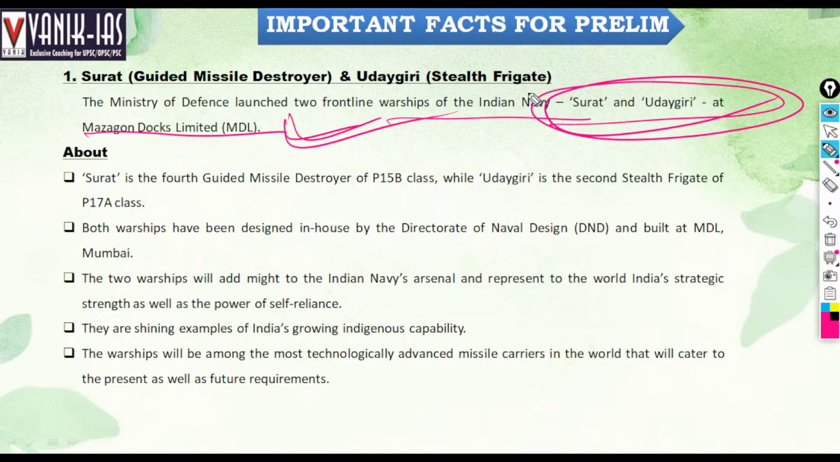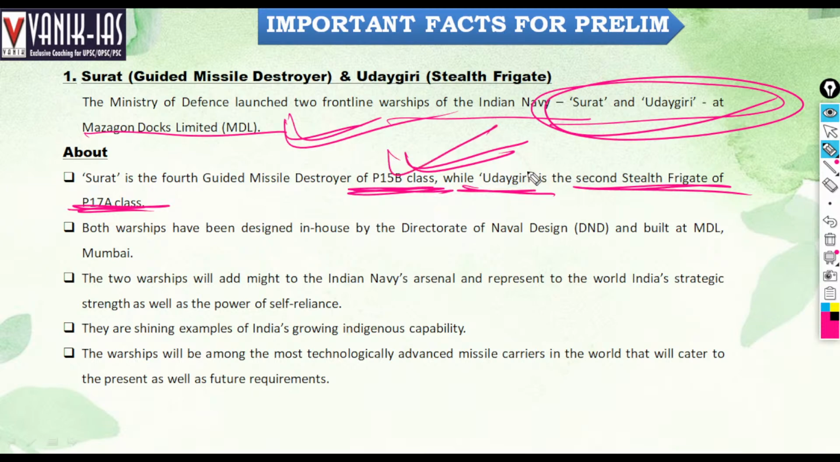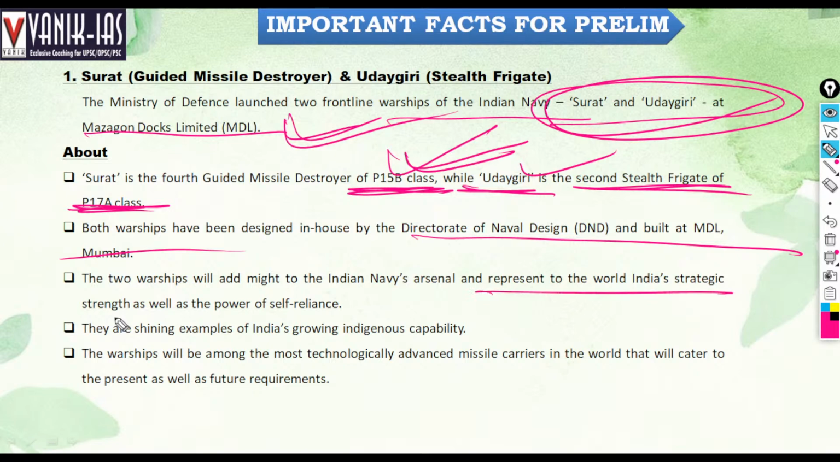Surat is the fourth guided missile destroyer of the P-15B class, while Udayagiri is the second stealth frigate of the P-17A class. These are warships of the Indian Navy. Both warships are designed in-house by the Directorate of Naval Design, MDL Mumbai. The two warships will add might to the Indian Navy's arsenal.